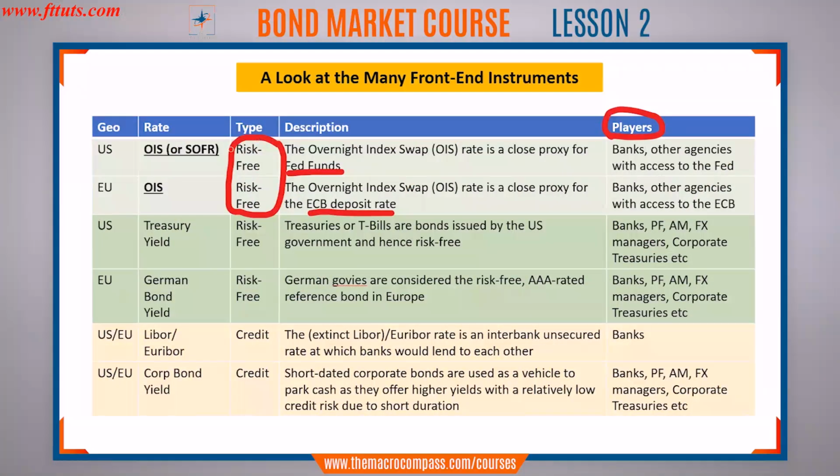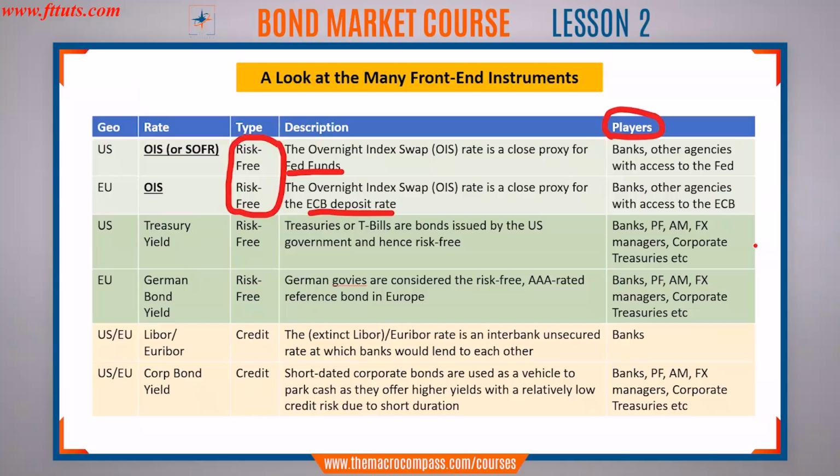Now, when it comes to risk, OIS is basically risk-free. It's an overnight deposit at the domestic central bank. One of the main points we will cover here is that not all players have access to the central bank. It's mostly domestic banks and a few other selected agencies that have access to the Fed and to the ECB. So only banks mostly can use the OIS rate, can effectively deposit cash overnight at the central bank.